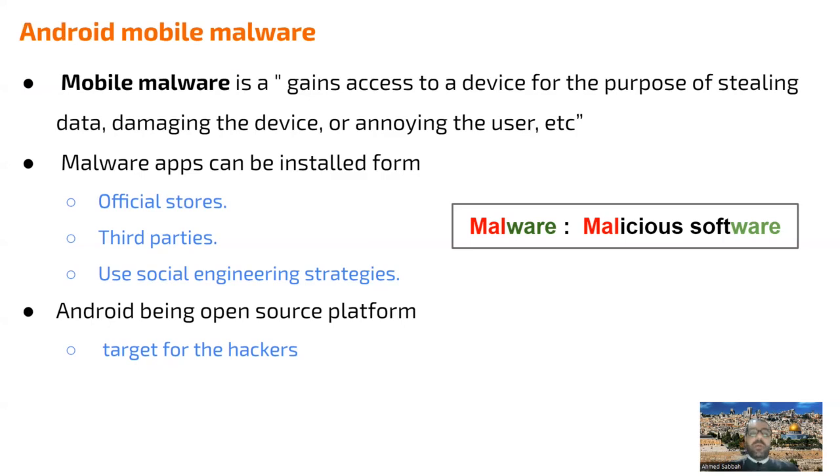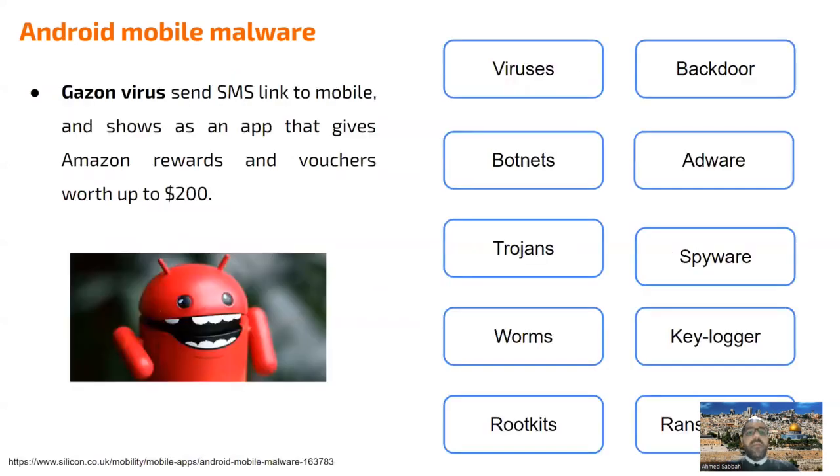Android being an open source platform makes it a target for attackers and hackers. Android mobile malware includes virus, backdoor, adware, botnet, Trojan, spyware, keylogger, worms, rootkit, and so on. These are types of malware, and for each of these types, there are attacks on Android in the literature.